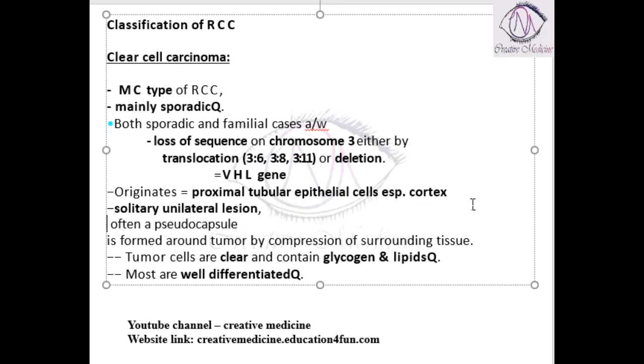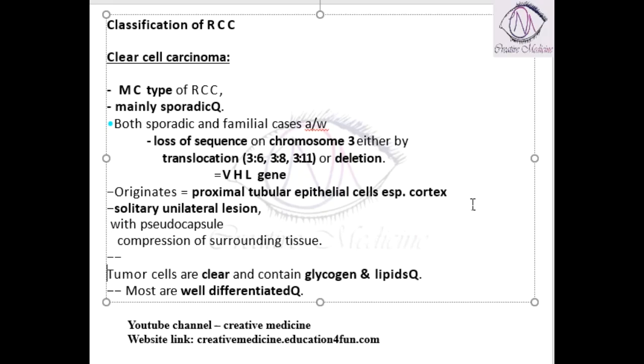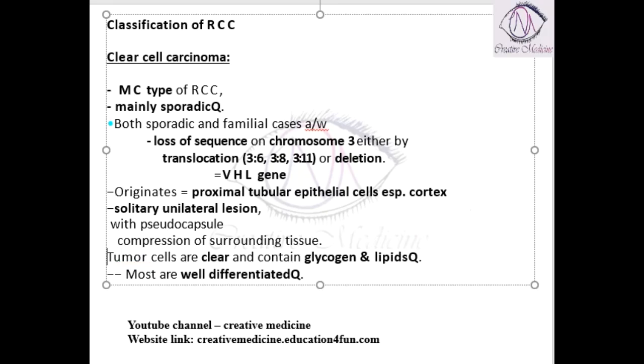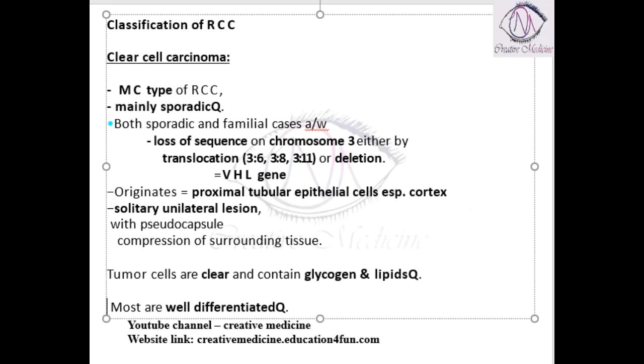And in this clear cell carcinoma or renal cell carcinoma, it is seen as a solitary, that is single, unilateral, only one sided lesion with a pseudocapsule, and this tumor will compress the surrounding tissue. Now if you see, the tumor cells will look clear, and they contain glycogen. These are mostly well differentiated tumors, with the following characteristics.